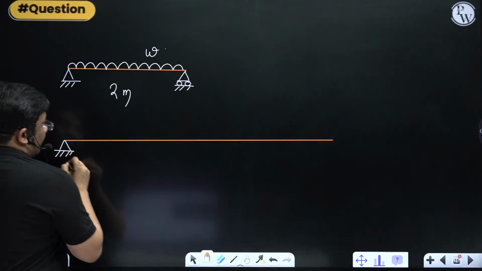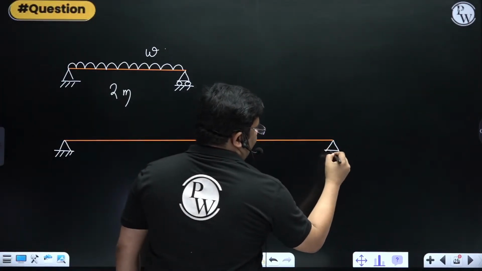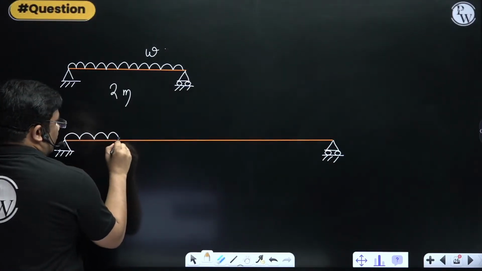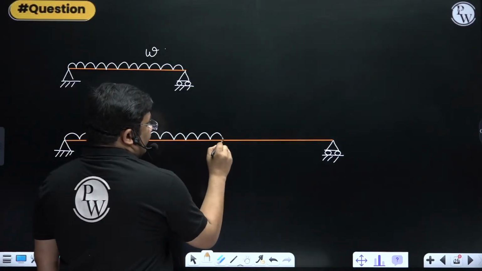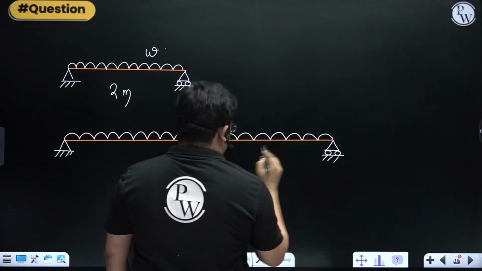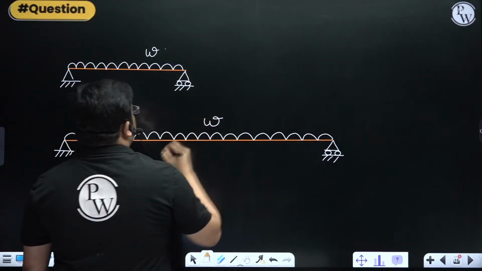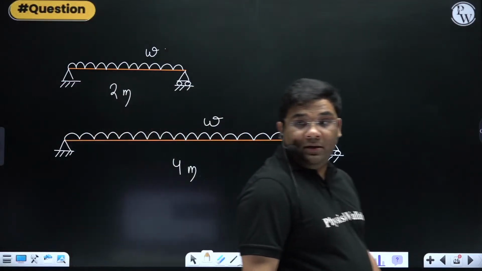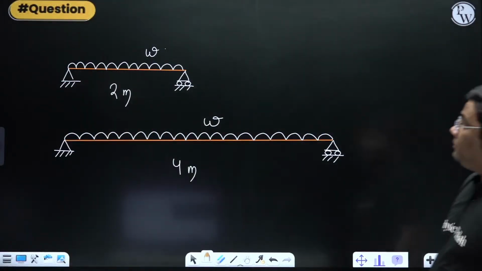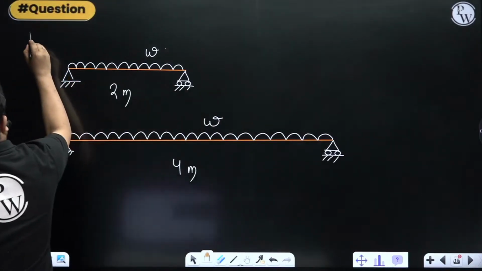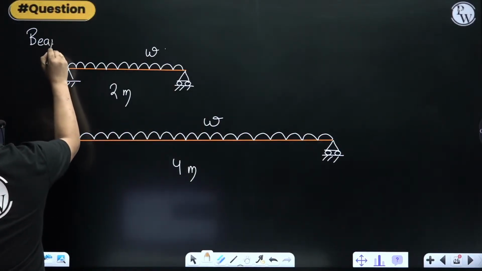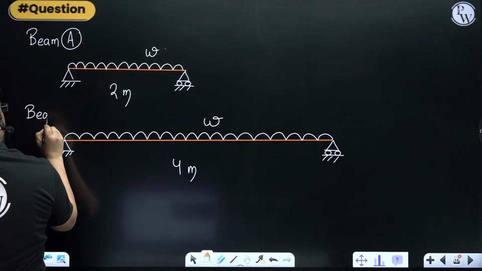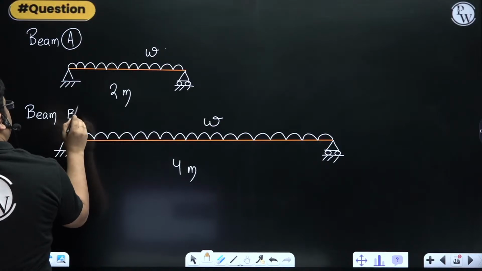It has a length of 4 meter. It is also loaded with the same W. But its length is 4 meter. So suppose this is beam A, and this is beam B.